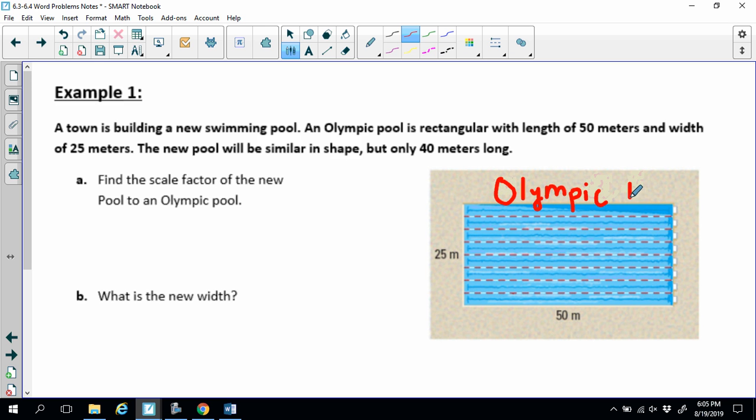So Olympic pool. What I'm also going to do is identify our length as well as our width. They said with a length of 50 meters, so I'm going to put that here. That's good information to know. And then they say the width, and I'm going to underline this so we have that information and we know it's important. And the width is 25 meters.